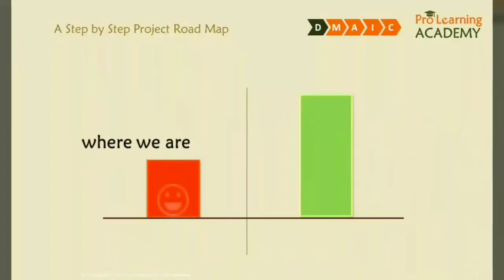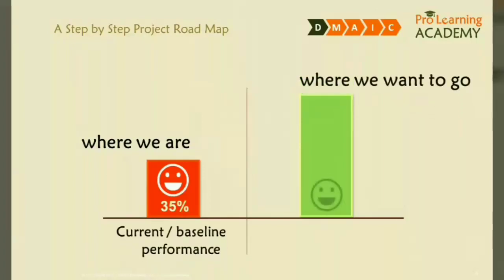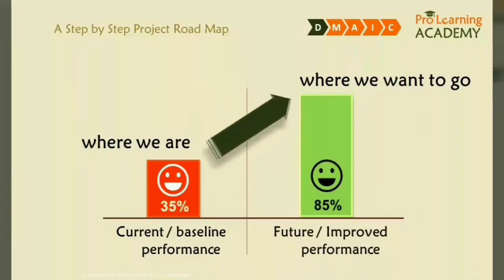Let's take another example, a service industry example. Customer satisfaction score is 35% for the business. The target is to improve customer satisfaction scores to 85%. That is where we want to go.